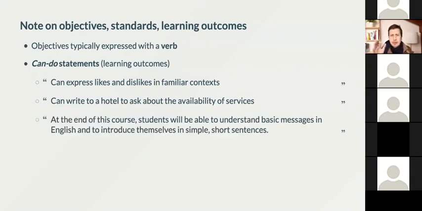And the complete version would be something like, at the end of this course, students will be able to understand basic messages in English and to introduce themselves in simple, short sentences using essential words, etc. You can continue if you want to put more details there. Now, all these expressions are also kind of learning objectives. The only difference is that they are expressed a little bit more like what you will be able to do really at the end of the whole process, especially if it's very complex, like the third one here.